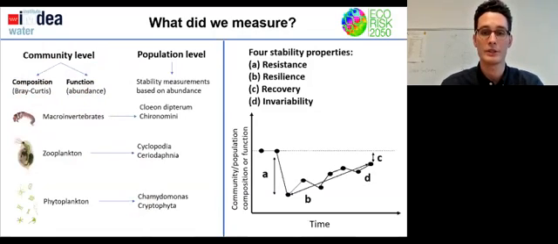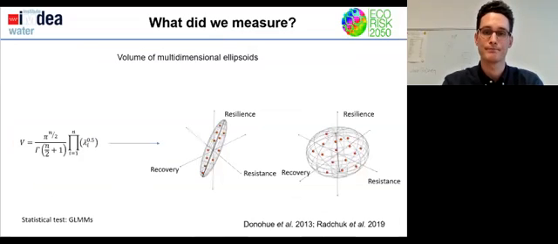At the population level, we selected 6 populations coming from different trophic levels. By doing so, each class of organism groups and their intrinsic sensitivity to specific disturbances were represented in the study. And we quantified multidimensional stability measuring 4 components of stability: resistance, resilience, recovery, and invariability. We measured the dimensionality of stability as the volume of the multidimensional ellipsoids constructed from the matrix of pairwise covariances between all the stability properties.